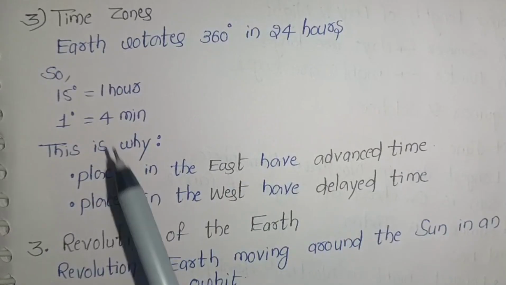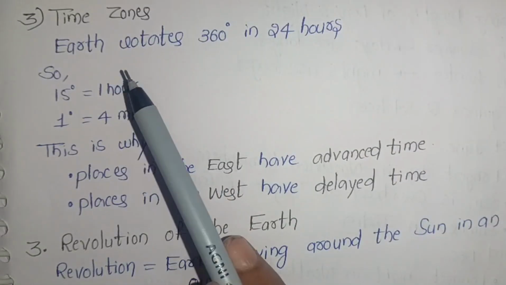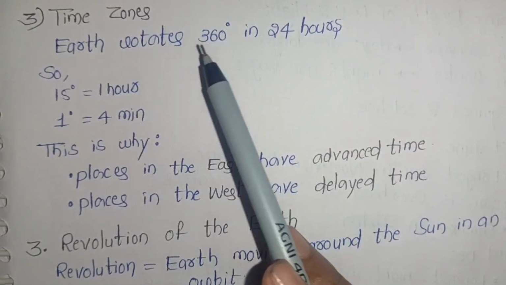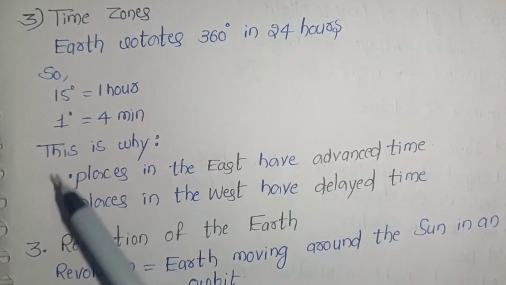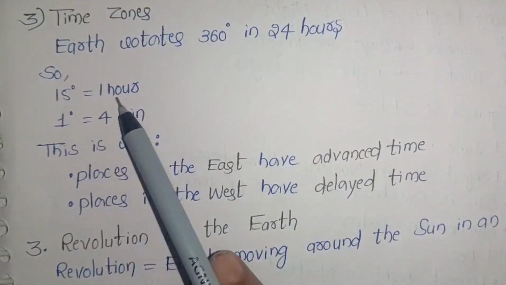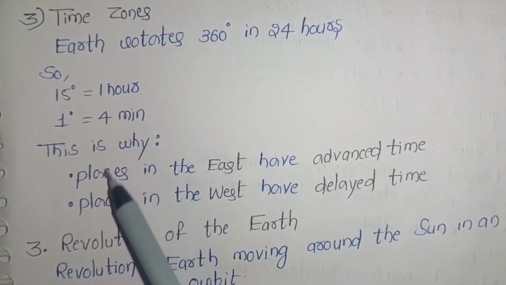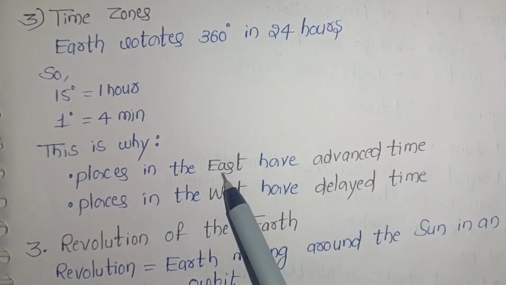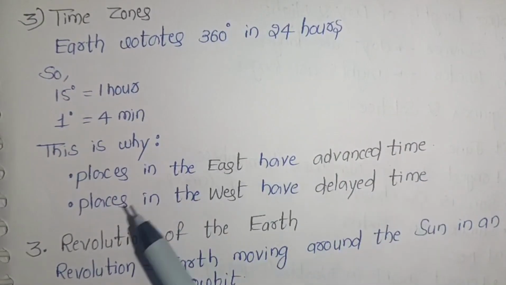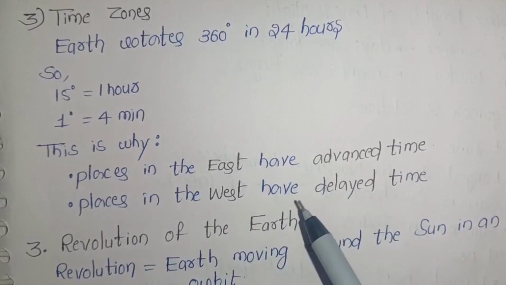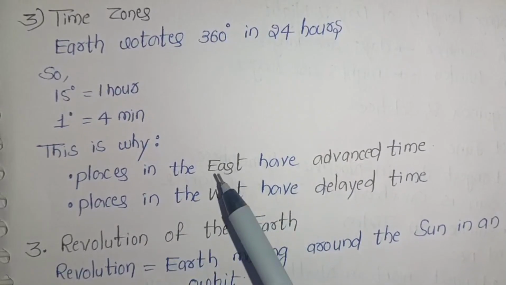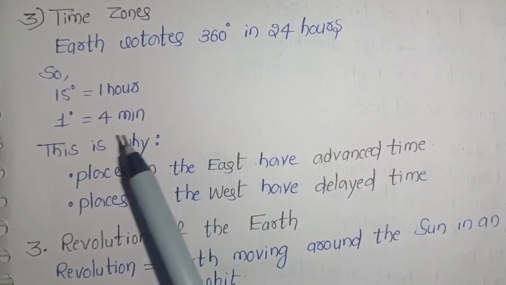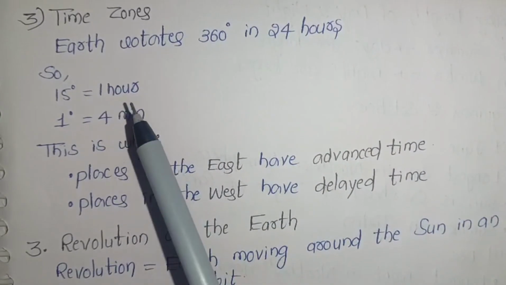Now let's discuss time zones, another effect of the rotation. The earth rotates 360 degrees in 24 hours, meaning 15 degrees for 1 hour, and 1 degree for 4 minutes. This is why places in the east have advanced time and places in the west have delayed time. So 15 degrees of rotation equals 1 hour of time difference.